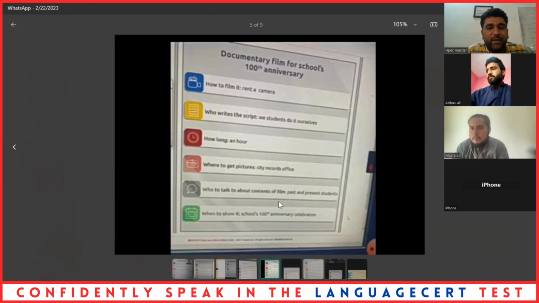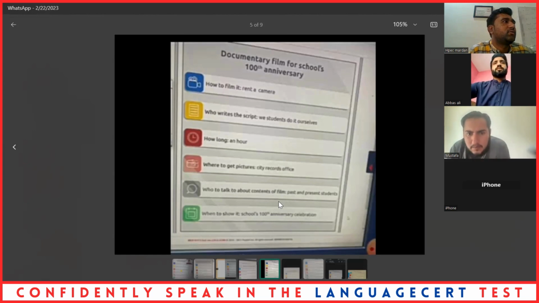Okay, then what do you think, where to get the pictures? I think it should be at College Hall. It should be City Records Office because every CD, every record is saved with them. So I think it would be better to get them from City Records Office.